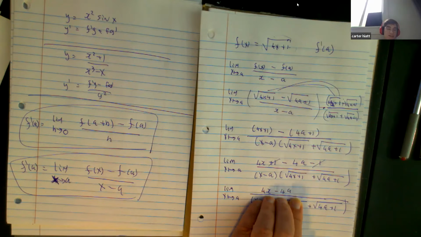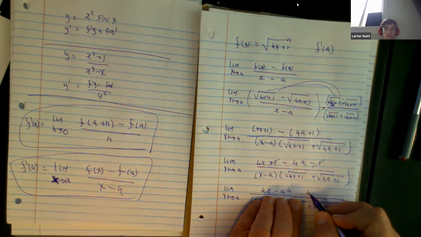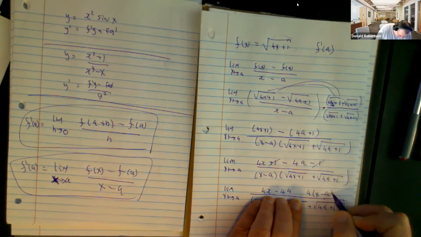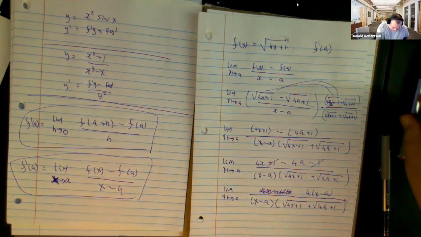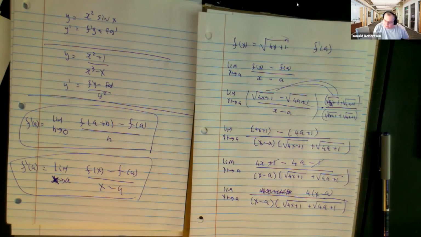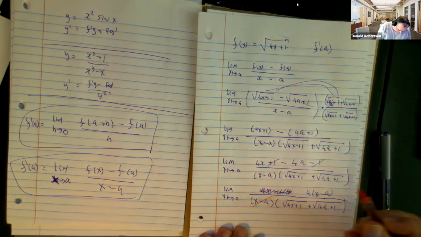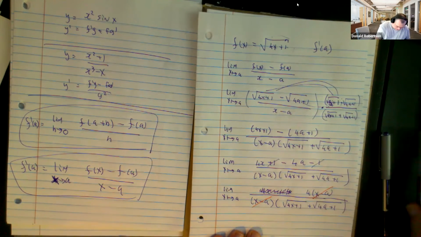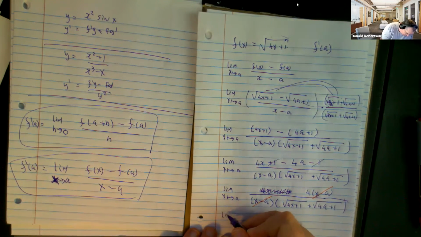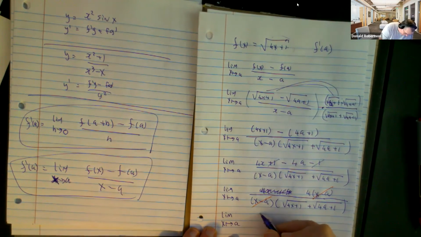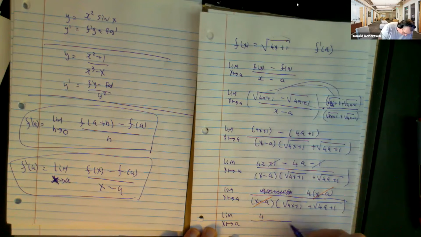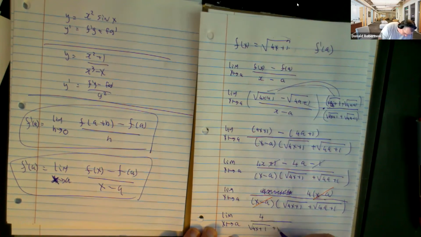4 times x minus a. Now, if you write it like that, so I'm going to have to make this go away. Can you see that you can now get a cancel? This x minus a cancels out this x minus a. That will leave you with the limit as x tends to a of just a 4. And on the bottom, a kind of ugly looking combination of square roots.